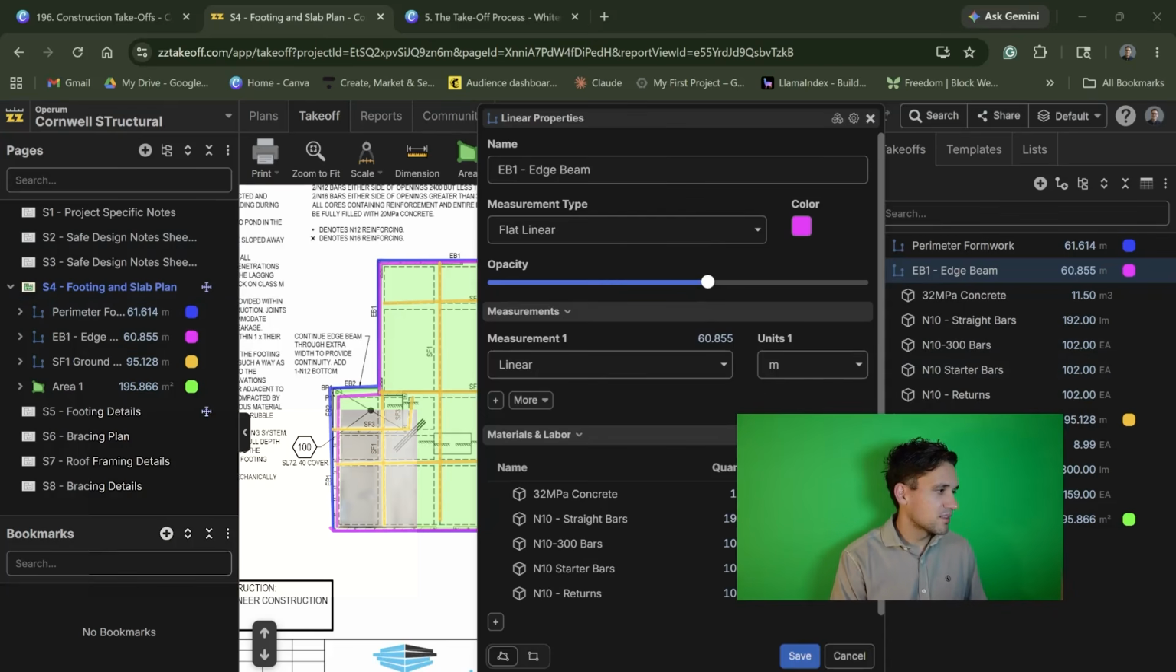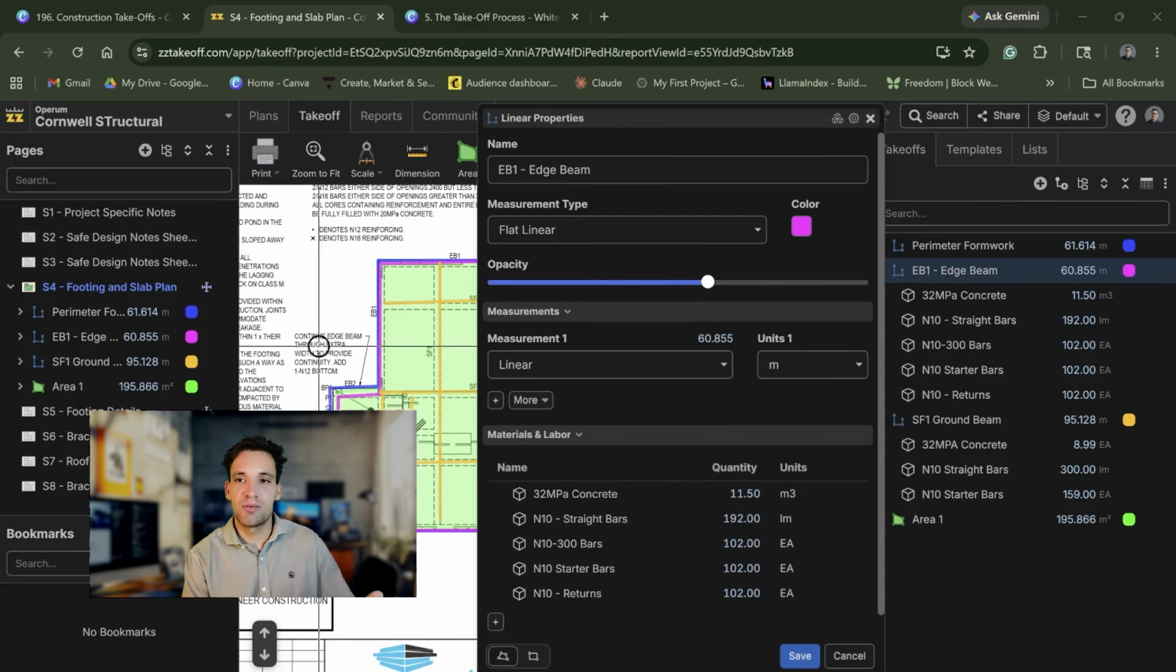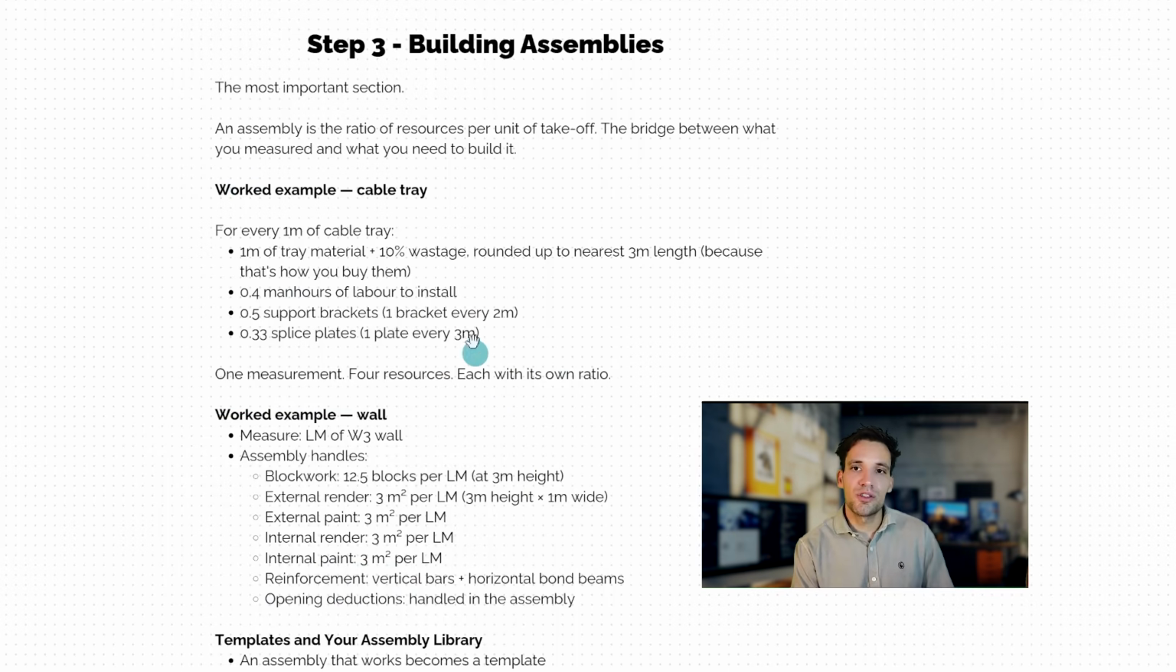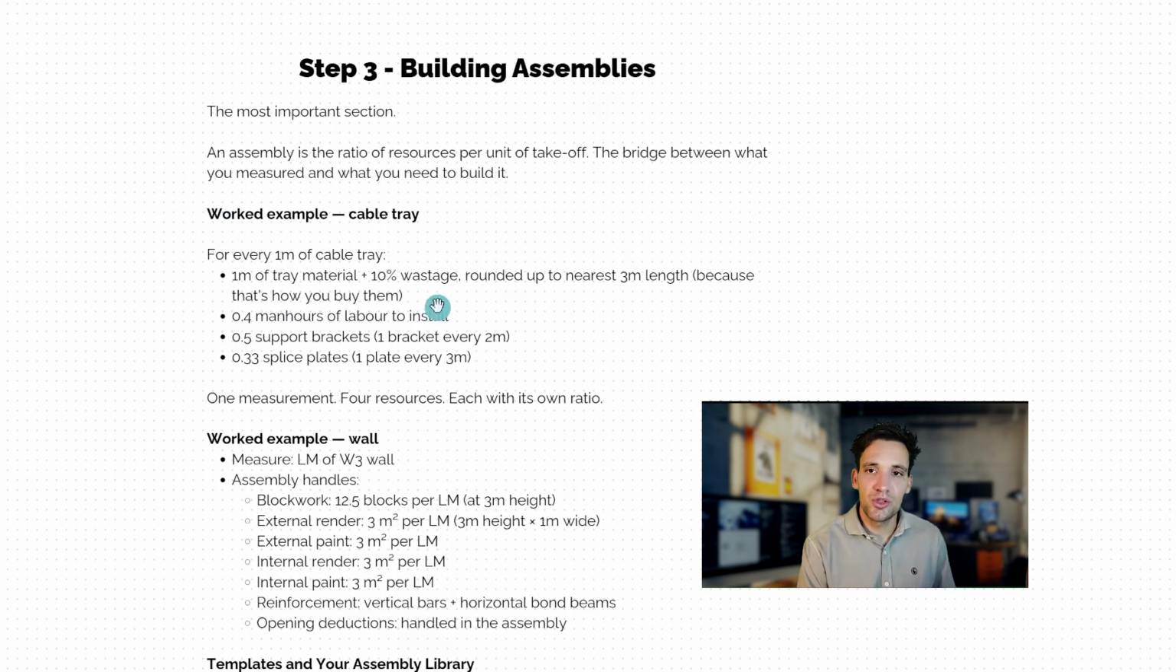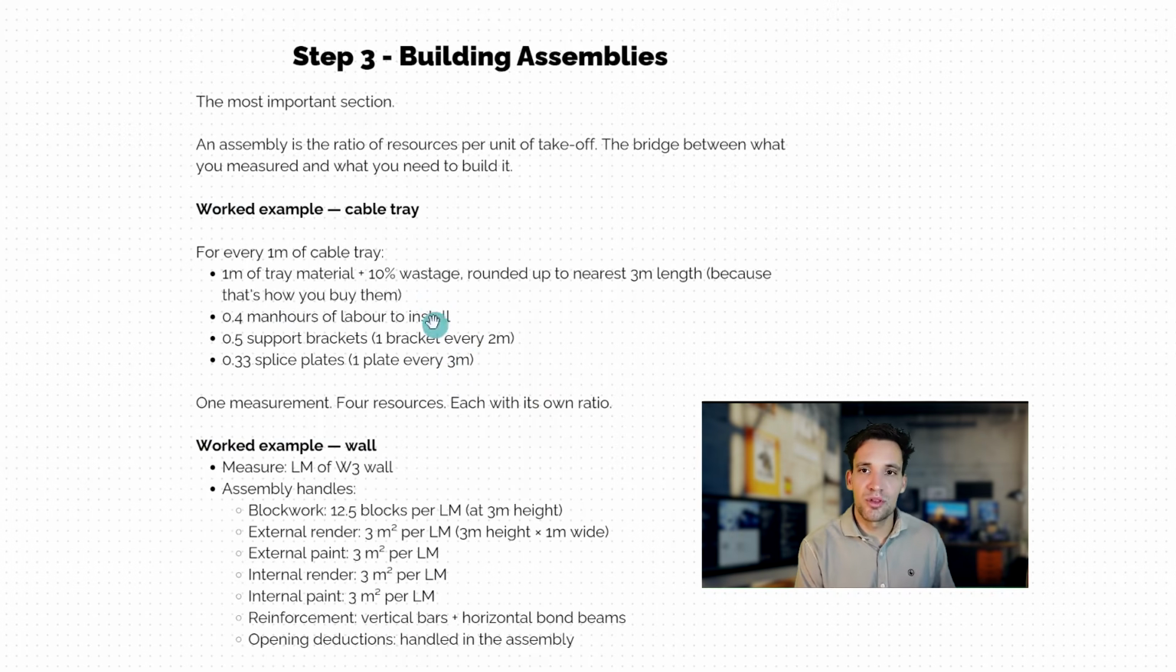Now, I'm going to talk in way more detail later on about the specific types of assemblies used for concrete, electrical, all the different trades, so I'm not going to cover it here. But basically, it's just this concept that you have the primary measurement which you take, which would be something like flat linear or area or counts, and you're using an assembly to derive your actual bill of materials that you need. For example, if you wanted to build an assembly for cable tray, you'd say for every 1 meter of cable tray you measure on the plan, you need 1 meter of tray material plus 10% wastage, rounded up to the nearest 3 meters because they come in 3 meter lengths, or you need 0.4 man hours of labor to install, 0.5 brackets because you need 1 bracket every 2 meters, and 0.33 splice plates because you need 1 plate every 3 meters.